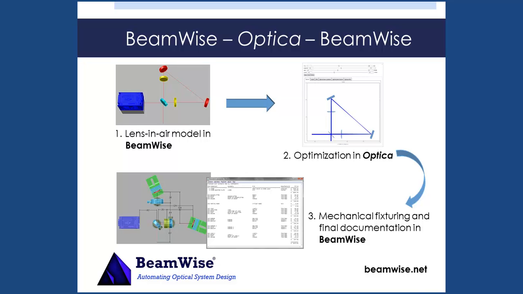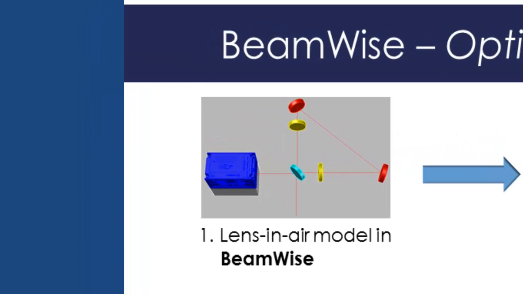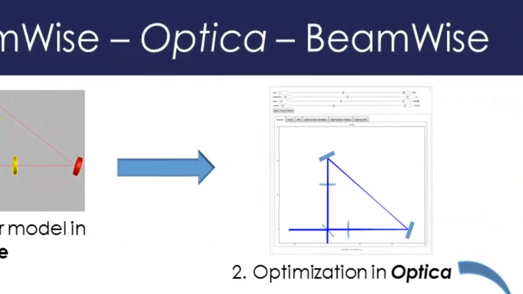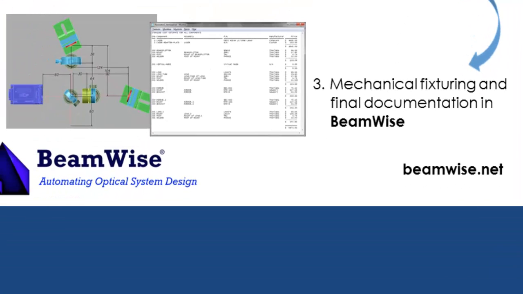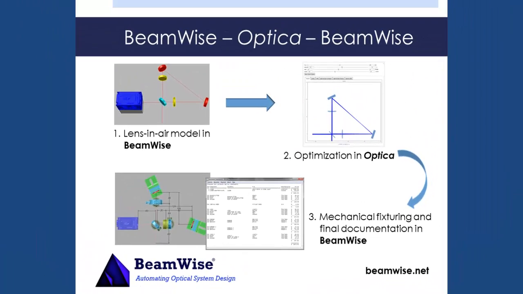Initially, we will sketch a simple layout of the optical components in BeamWise. Next, simulate and optimize the design in Optica, and finally, return the optimized design to BeamWise to add mounts and create a costed bill of materials.